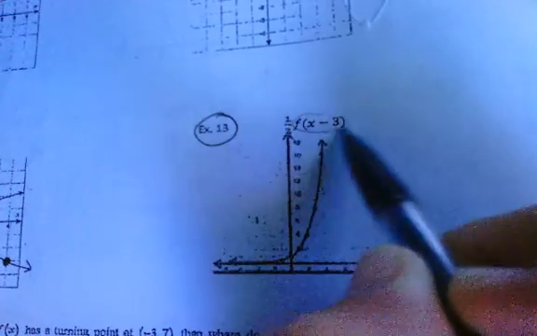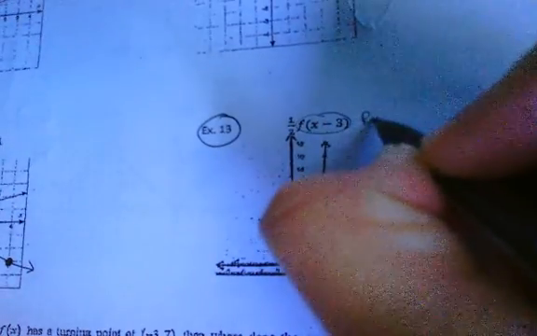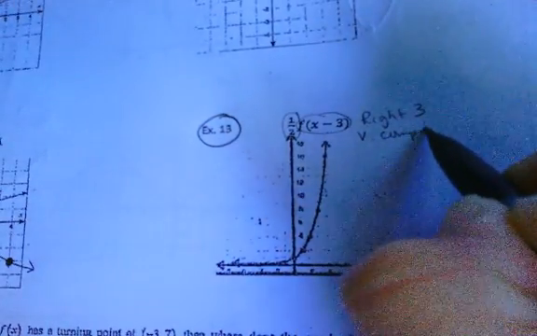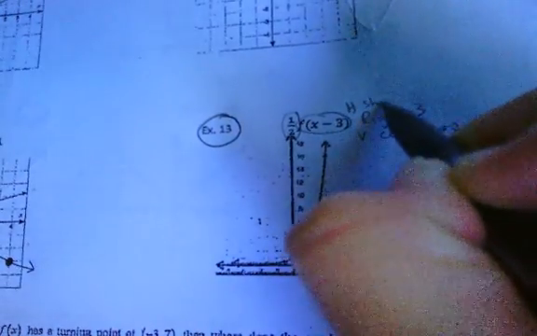And then this one here, these graphs were not great, but we'll get the idea anyway. The first transformation is shifting right 3, and then vertical compression. I should start this with the horizontal shift.